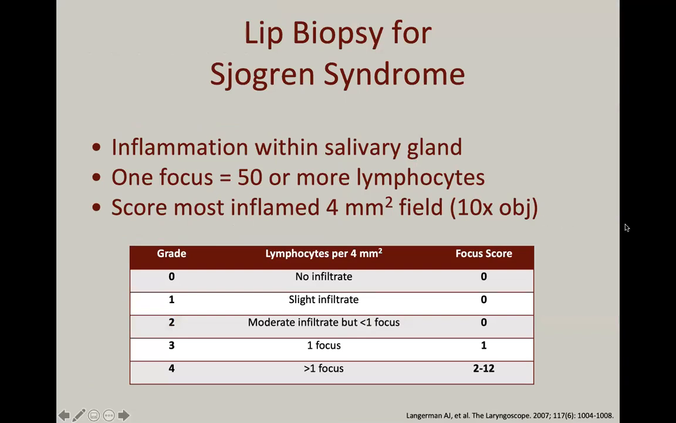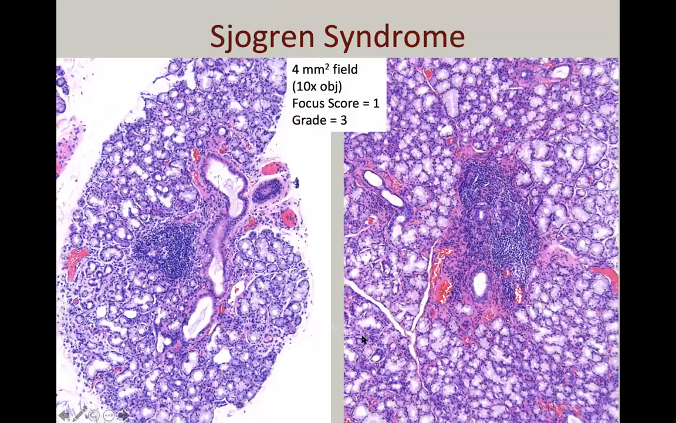Occasionally, we see lip biopsies of minor salivary glands to diagnose Sjogren's syndrome, and that is defined as inflammation within the salivary gland of a focus of 50 or more lymphocytes / plasma cells. And so there is a scoring system that was developed, including with folks here at the U of C in the past. And basically, we look at these minor salivary gland lobules and identify these clusters of inflammatory cells.